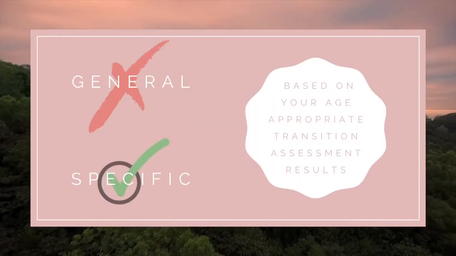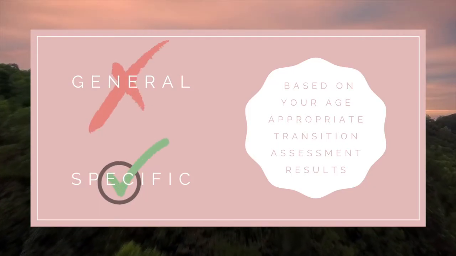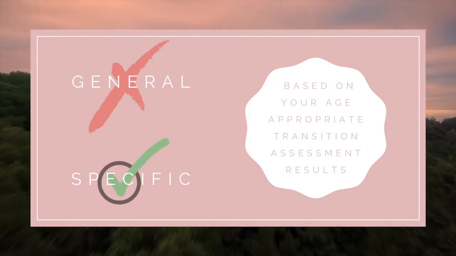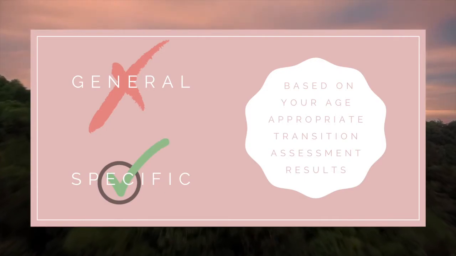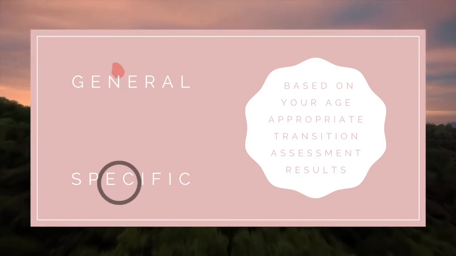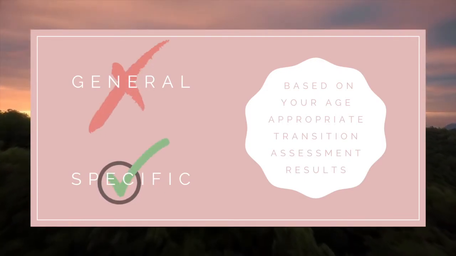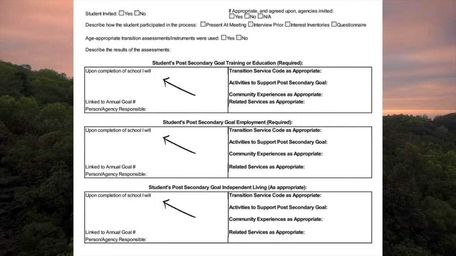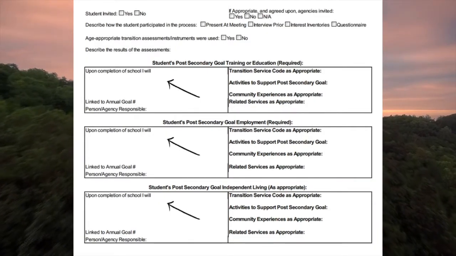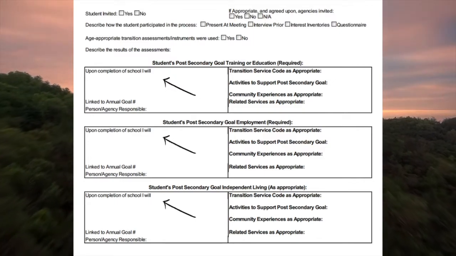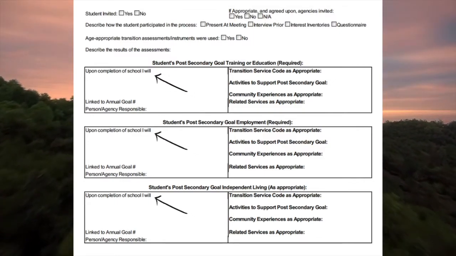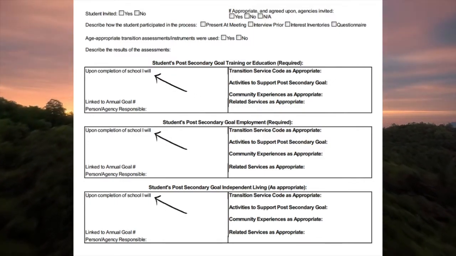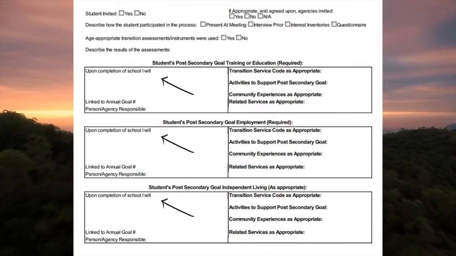A lot of times I see general statements in this section, and they should really be more specific, based on your age-appropriate transition assessment results that you conducted prior to writing the student's ITP. Here's an example of what it will look like. Student's post-secondary goal for training or education, employment, and, as appropriate, independent living. And the statement says, upon completion of school, I will.